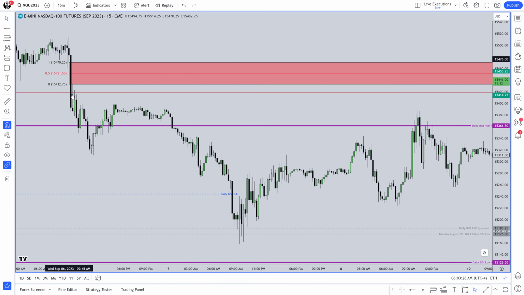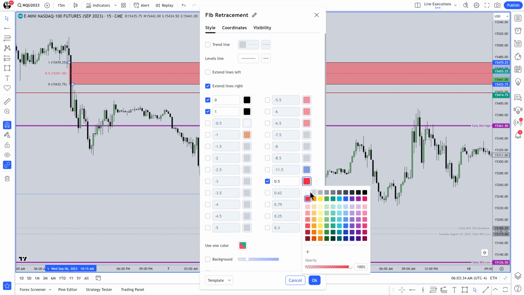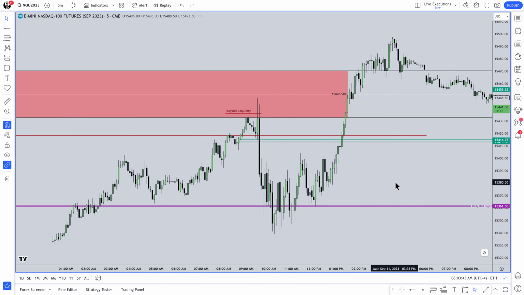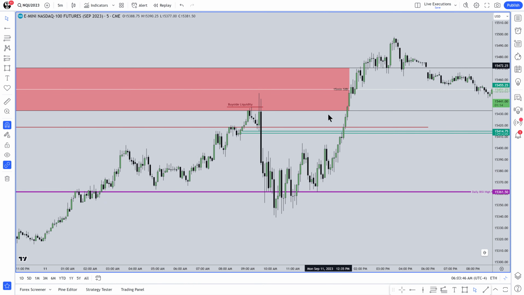This is the inefficiency, and I'm going to change the color up here to white, okay? That way we can see it pop inside there. Now, looking at that from the context of the 5-minute chart, here's that same 15-minute sell side imbalance, buy side inefficiency.